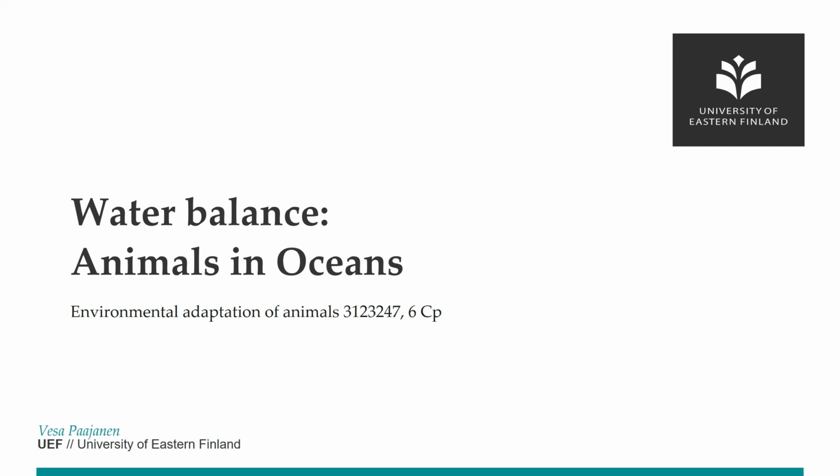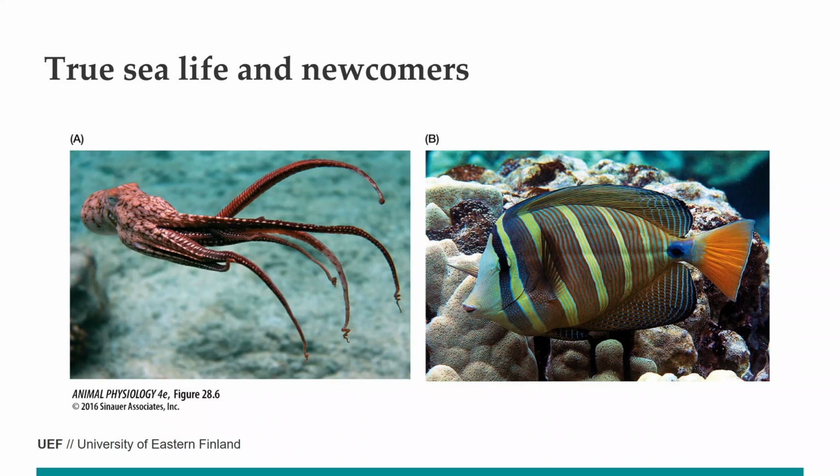Now on the second half of these aquatic environments, we are focusing on the ocean. We all know that in the ocean we have plenty of salt. So that means that there is a risk of dehydration if we drink the salt water. But still, we have animals that are isoosmotic.